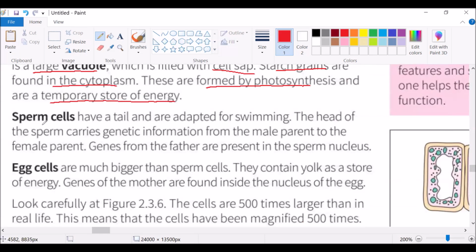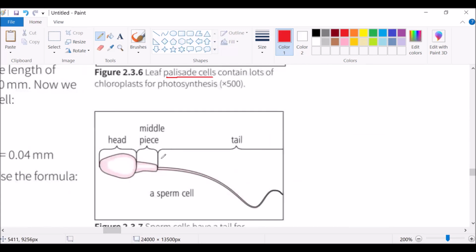Another specialized cell is the sperm cell. These have a tail and are adapted for swimming. The head of the sperm carries genetic information from the male parent to the female parent. Genes from the father are present in the sperm nucleus. This is the diagram of a sperm cell with a head, a middle piece, and a tail to help propel it towards the female egg cell.